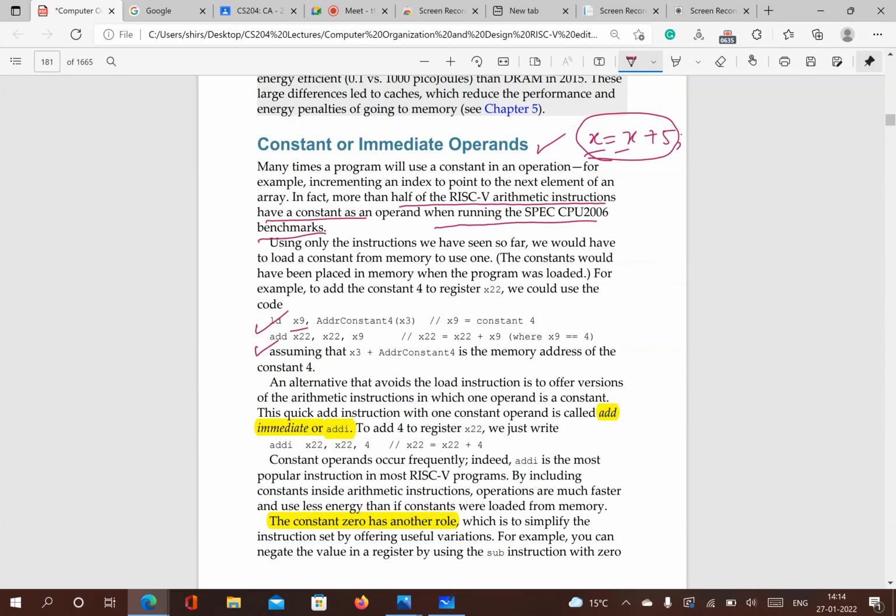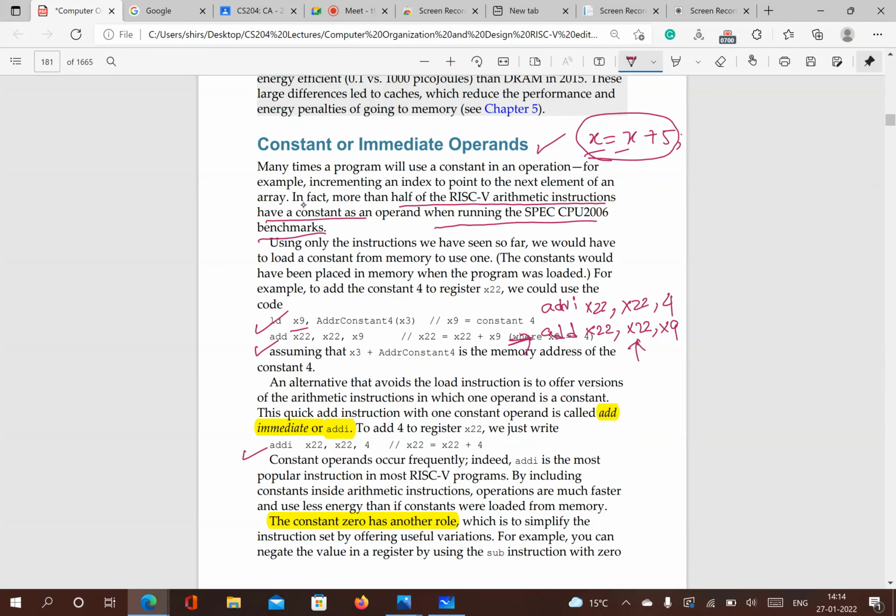within the instruction. So you can see an instruction here. Let me write the instruction here. addi x22, x22, 4. This is called add immediate, where x22 is the destination, no problem, and then I can write 4 here. So the difference with the previous instruction, which was add x22, x22, x9, is that this was the previous instruction.